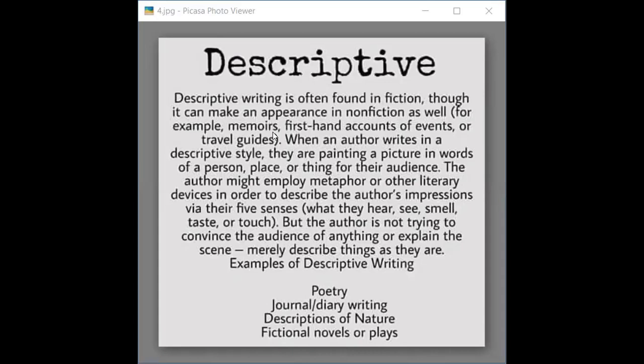Now, when you write descriptively, your focus is on all of the senses. So you try to write in a way that the reader can hear, see, smell, taste, or touch. All of these through your words, all of these senses can be touched.